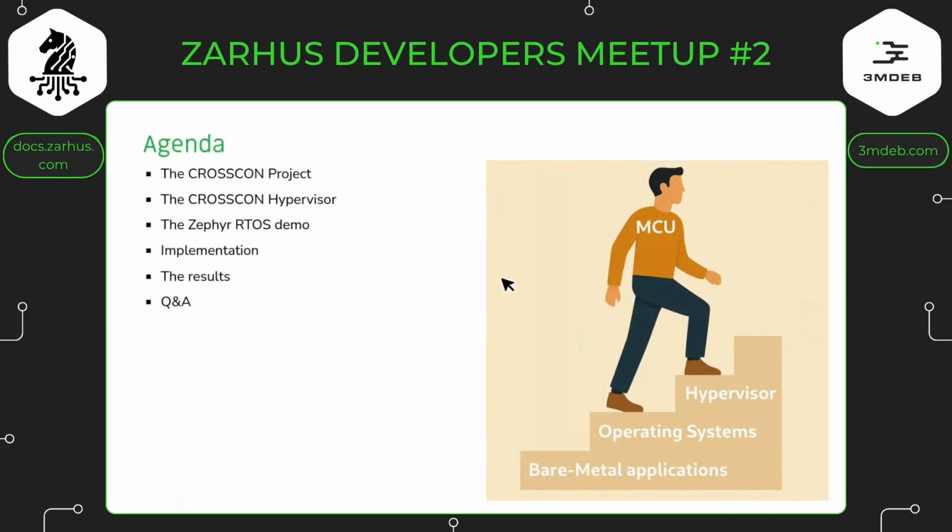I'm going to talk about the general information that you need to port and launch your application on top of the CROSSCON hypervisor. We will go through the CROSSCON project introduction, then we will discuss the CROSSCON hypervisor and its features. After this, we will cover some of the demos and their implementation details.